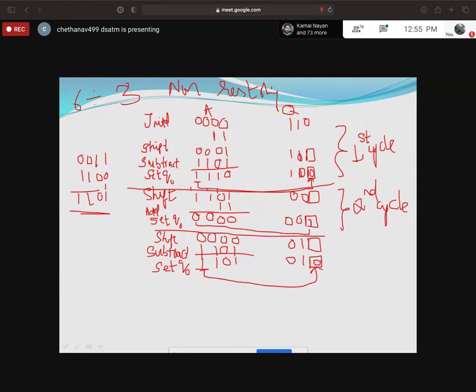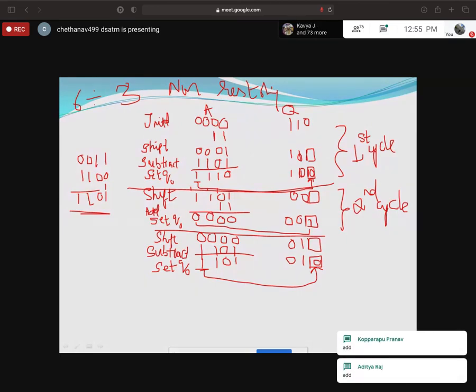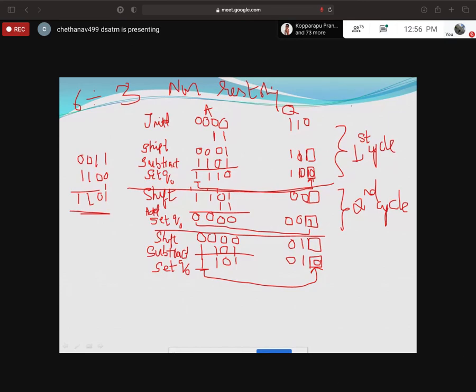Actually, if I go to the next cycle, what should I do? Should I add or subtract? We have to add, but I'm not going to the next cycle. Why? Because only 3 bits are there in the dividend, so I have to wind up now. That means the third cycle is where it completes. 3 times you have to do the operation because only 3 bits are there in the dividend, isn't it? That is why.